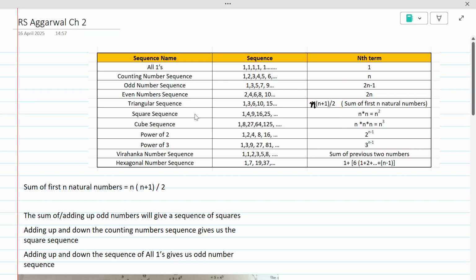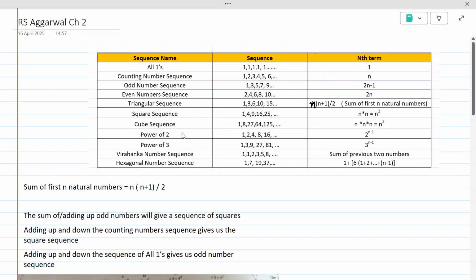Next, we have a square sequence 1 square, 2 square, 3 square, and so on. And if we want to derive any term in this sequence, it will be that position's number squared. That means if I need the term at 31st place, the answer will be 31 square. Similarly, we have a cube sequence 1 cube, 2 cube, 3 cube, and so on. If we want the nth term, the answer is n cube. So if I need the 17th term here, the answer will be 17 cube, that is 17 multiplied by 17 multiplied by 17.